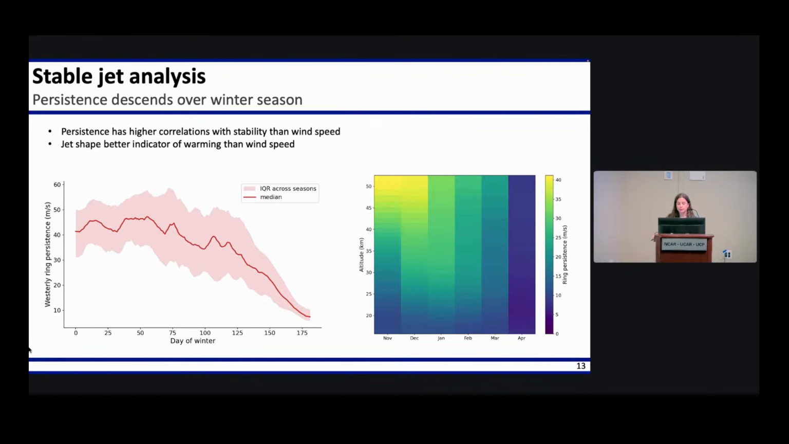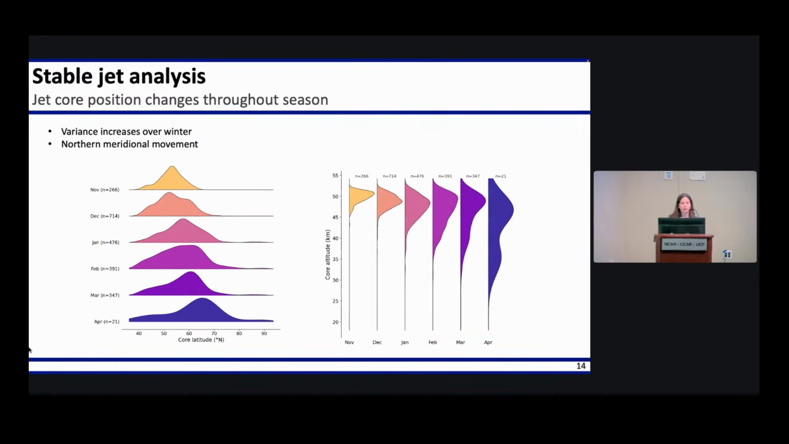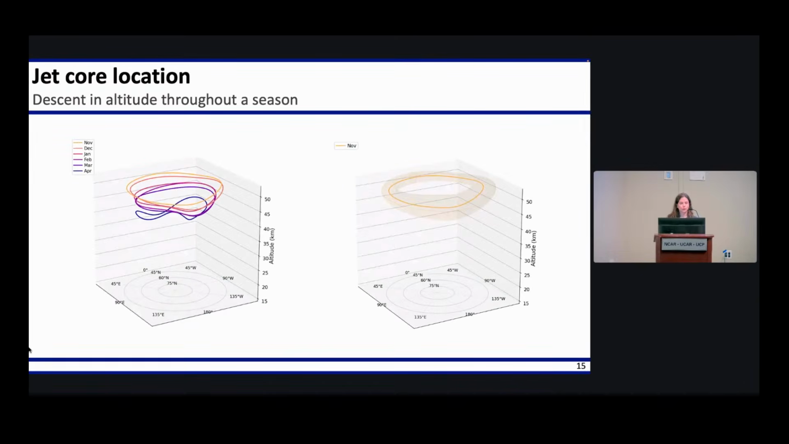Persistence also declines over a season pretty steadily, strongest in the upper altitudes in November and December, and then barely present in April, reasonably. We also find that the location of the jet core is changing throughout a season. So the latitude typically moves inward, and we see a lot more variance in the altitude, moving further toward the troposphere. Here's just showing the average descent of this core over the 45-year analysis. There is very infrequently a stable jet in April, which is why that looks so wavy.